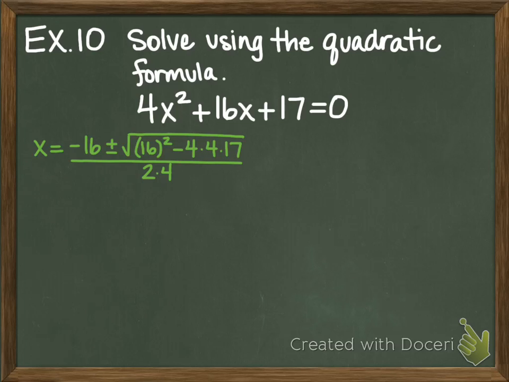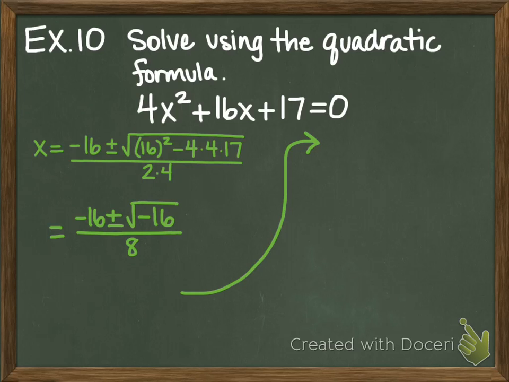So I'm going to simplify underneath the radical first. So that's going to be negative 16 plus or minus, underneath the radical simplifies to negative 16, all over 8. Well, I know that when I take the square root of a negative, that imaginary number i is going to come out. And then when I take the square root of 16, that's going to be 4. So this is going to be negative 16 plus or minus 4i all over 8.